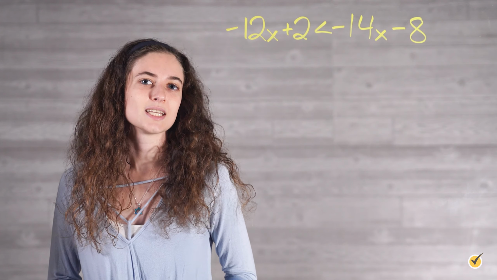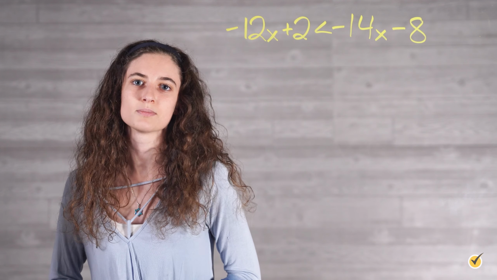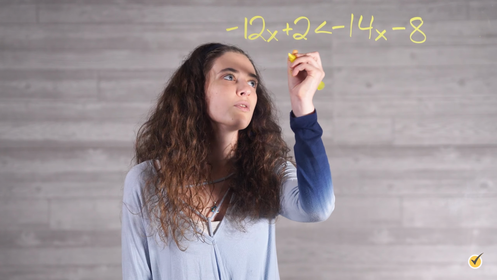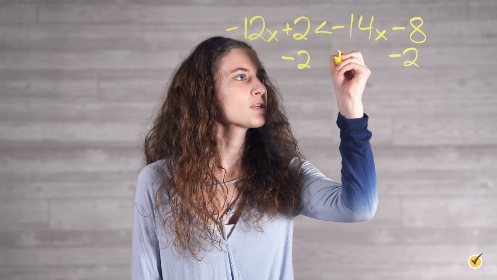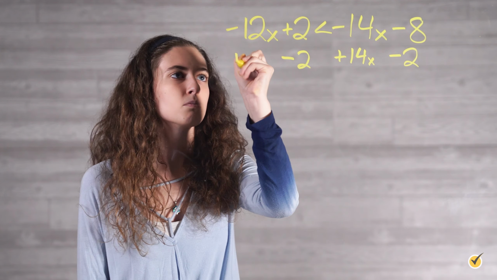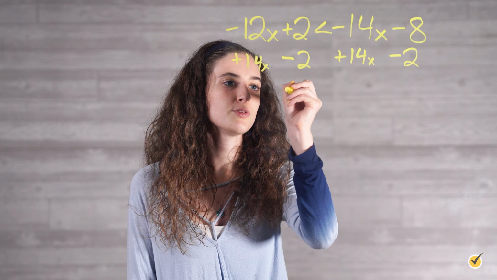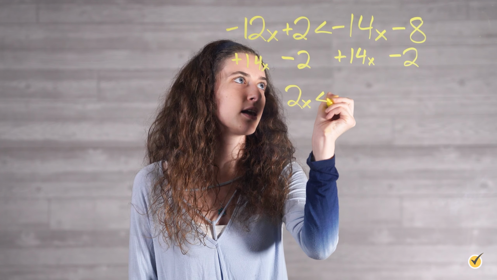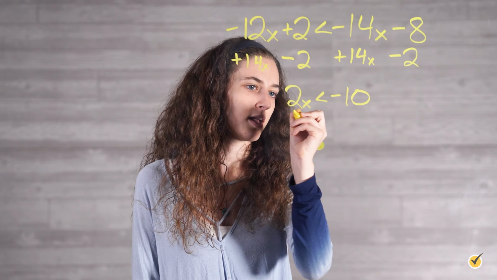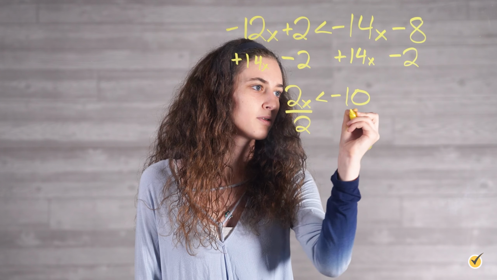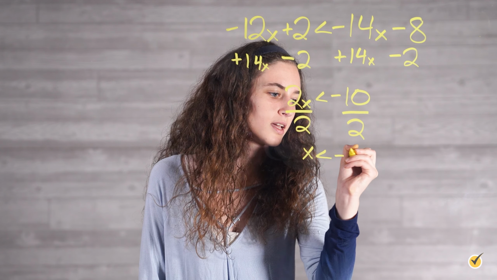Okay, let's solve it together. Gather the variable terms to one side and the constant terms to the other. We're going to subtract 2 from both sides and add 14x to both sides. This leaves us with negative 12x plus 14x is 2x is less than negative 8 minus 2 is negative 10. And then we're going to divide by 2 on both sides, which gives us x is less than negative 5.